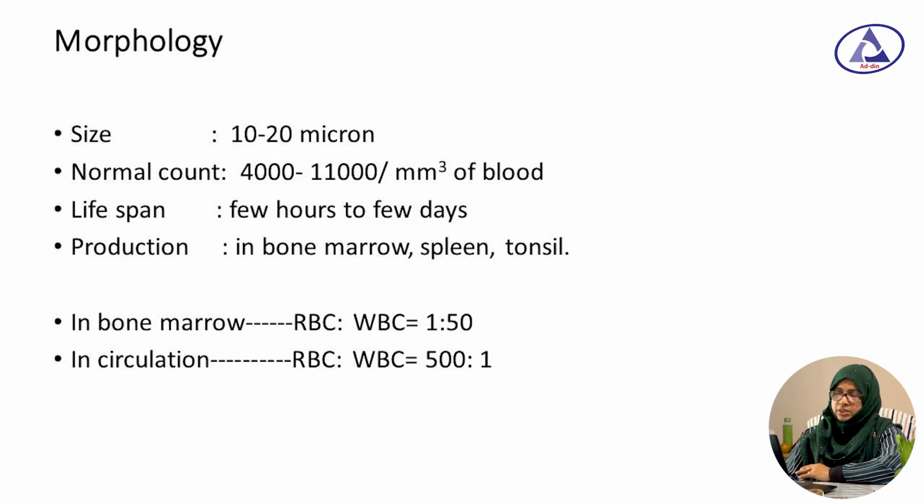The morphology is, it is about 10 to 20 micron in diameter, and the normal count is about 4,000 to 11,000 per cubic millimeter of blood. Its lifespan is a few hours to a few days, and it is produced in the bone marrow, spleen and tonsil. In bone marrow, its ratio with RBC is about 1:50, and in circulation it is about 1:500.